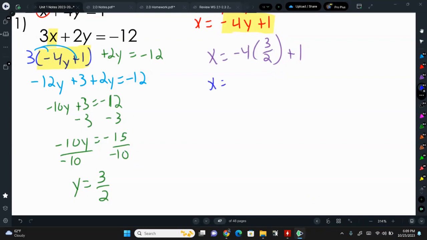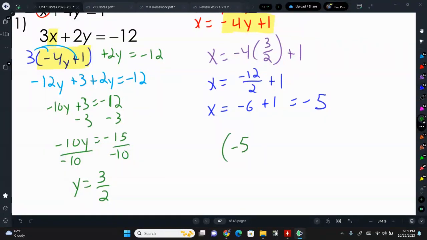x equals negative 4 times 3 is negative 12. So you have negative 12 over 2 plus 1. Negative 12 divided by 2 is negative 6. So we have negative 6 plus 1, which is negative 5. So our solution is negative 5 comma positive 3 over 2, because x always goes first. It doesn't matter which one we solve for first, but when we write our answer, x needs to be first.